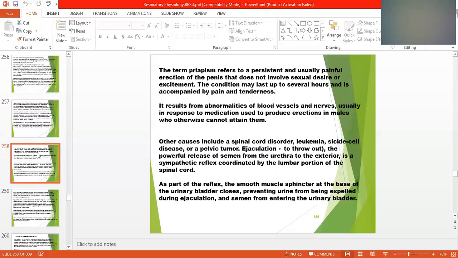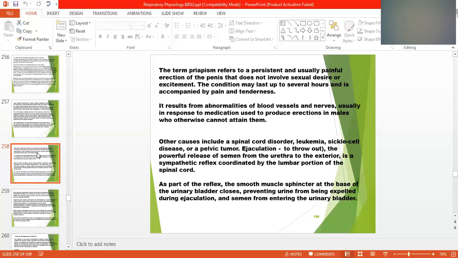The term priapism refers to a persistent and usually painful erection of the penis that does not involve sexual desire or excitation. In some persons, there is a continuous pain in the penis, and we call it priapism. It refers to the persistent and usually painful erection; at the time of erection, they get pain in the penis that does not involve sexual desire or excitation. Means without excitation, without desire. If there is erection of the penis, then there is pain.